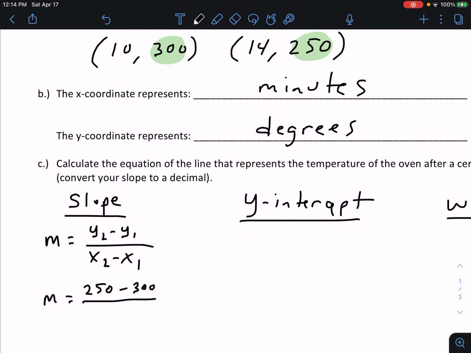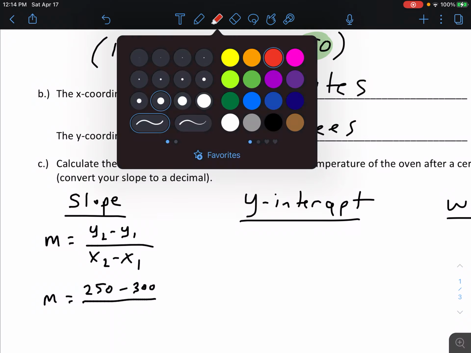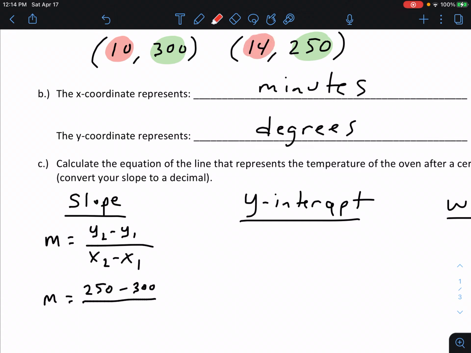Okay, on the bottom then it's the x values, and I'm going to go ahead and highlight the x values in red. And the really important thing here is that since I started with the 250 on top, I have to start with the 14 on the bottom. If I were to switch this around and start with the 10, I'm going to get an answer that's different than what I want. So I'm going to do 14 minus 10 on the bottom. And then I'm going to go ahead and simplify that.